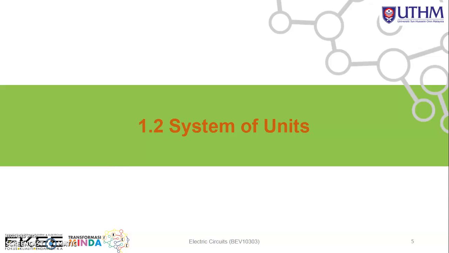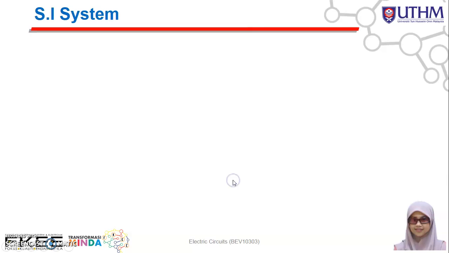Now let's move to the second subchapter, which is system of units. Why do we need the SI system? As an electrical engineer, we deal with measurable quantities, such as voltage, current, and whatever quantity. However, our measurement must be communicated in a standard language so that it can be understood by all, regardless of which area or which country the measurement takes place.